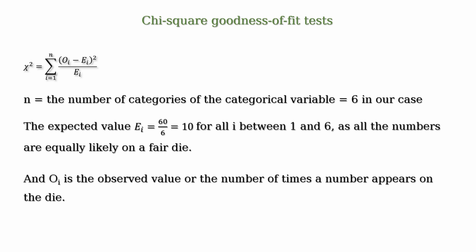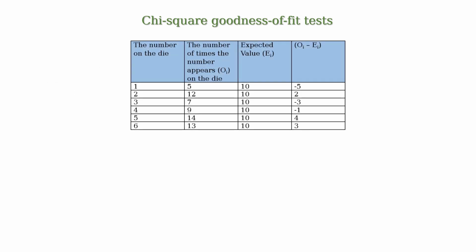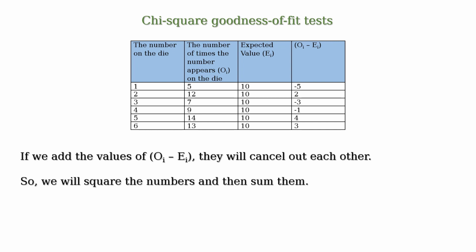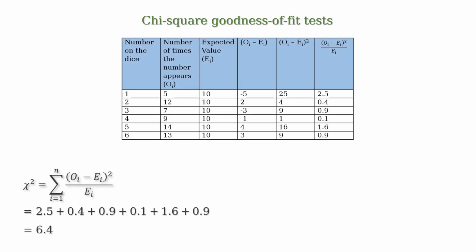So, let's look back at the table. At this point, if we add the values Oi minus Ei, they will cancel out each other. So, we will square the numbers Oi minus Ei and then sum them. So, our test statistic chi-square is equal to 6.4 after calculation.